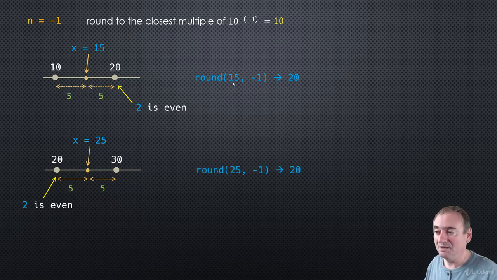So that's kind of surprising. If we round 15, we'll get 20. If we round 25, we'll also get 20. So sometimes we round away from 0, sometimes we round towards 0. Hopefully it's going to be evenly spread, since we're picking the even one and we always have either even or odd digits.